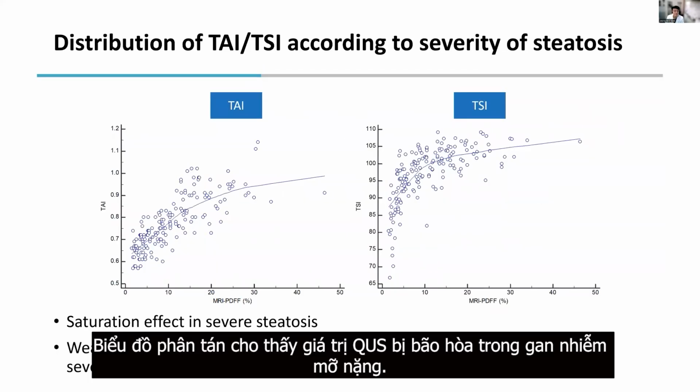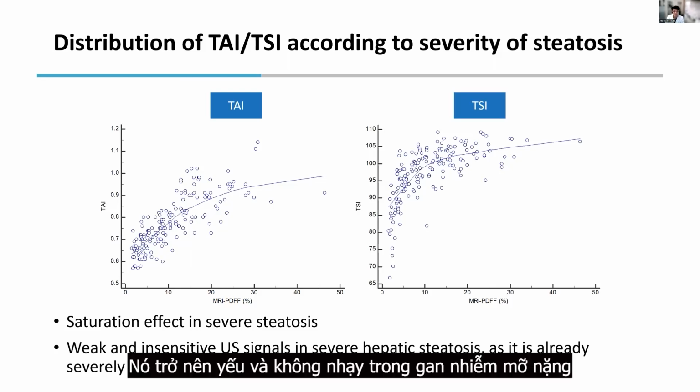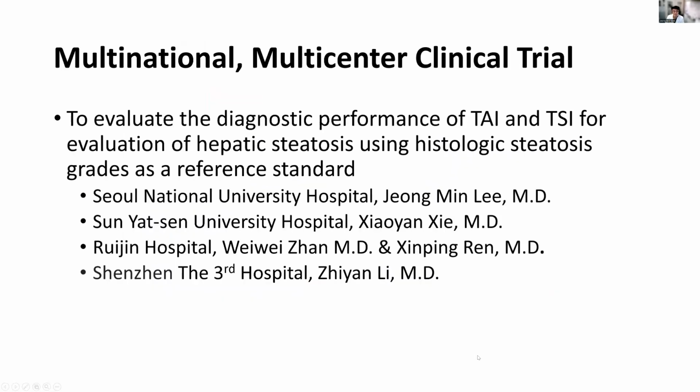Here, the scatter plots show that QUS values are saturated in severe steatosis. This saturation effect can be explained by the inherent limitations of ultrasound signals, which become weaker and more insensitive in severe steatosis, as it is already severely attenuated in the near field.